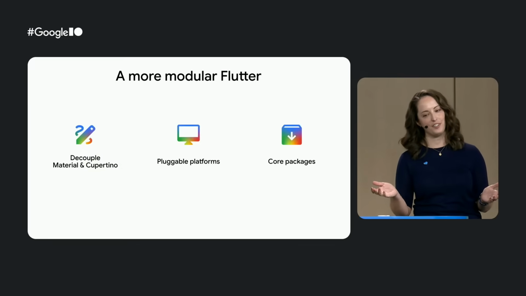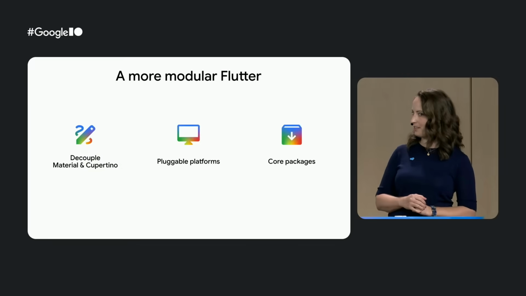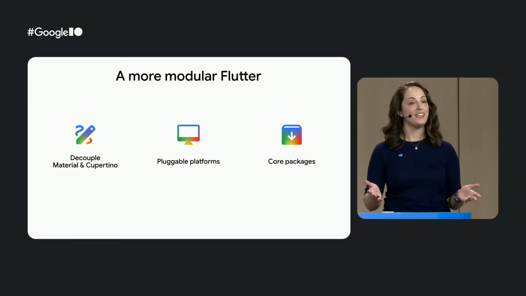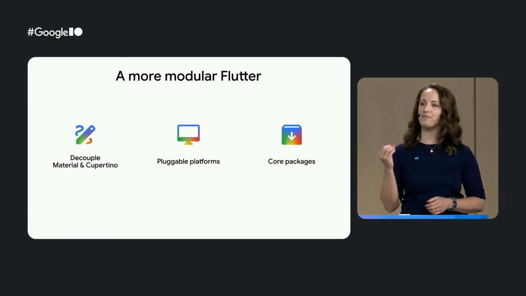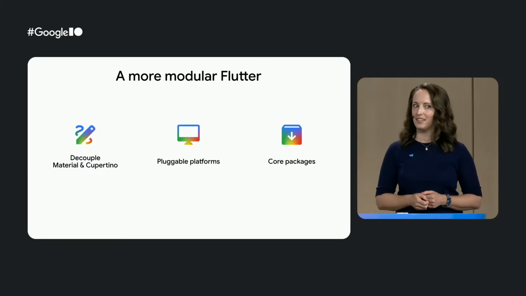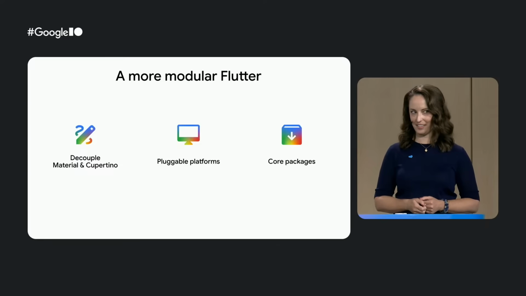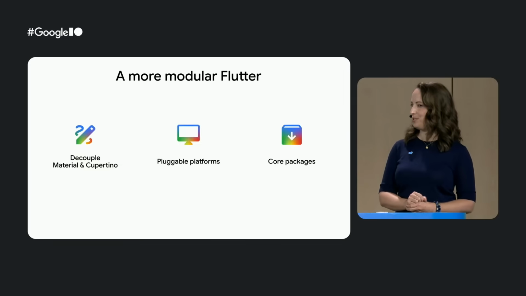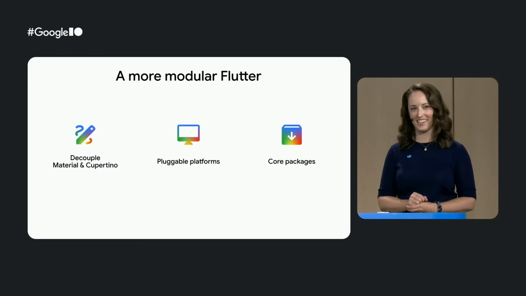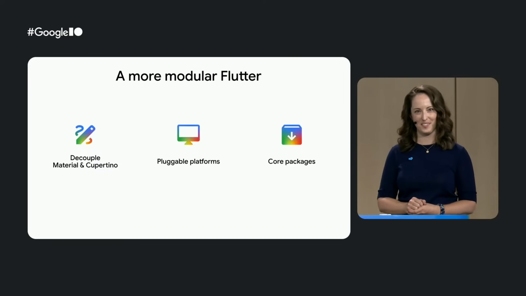And Material and Cupertino aren't the only ones moving to their own packages. Over the years, various utilities and classes in the framework have proven vital to the ecosystem, but come with the cost of depending on the entire framework itself. So soon, these foundational classes, like Listenable, will be moving out to pure Dart packages for the entire ecosystem to benefit from.